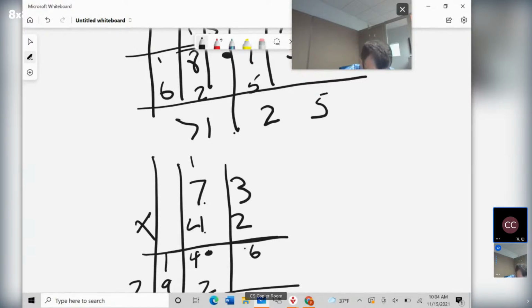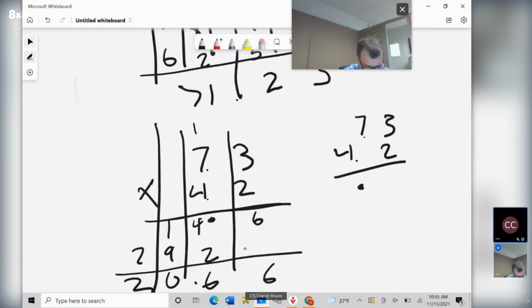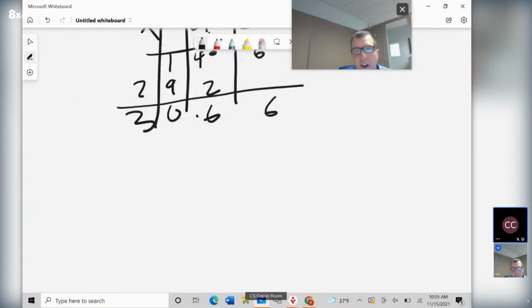So the important thing is just to keep bringing the decimal down all the way. If we didn't use the columns, let me just show you 7.3 times 4.2. We're going to bring the decimal down. Okay. So you want to always make sure that the first thing you do is bring the decimal down. Okay. I suggest using the columns. It helps keep you organized so you're getting numbers in the right spot.